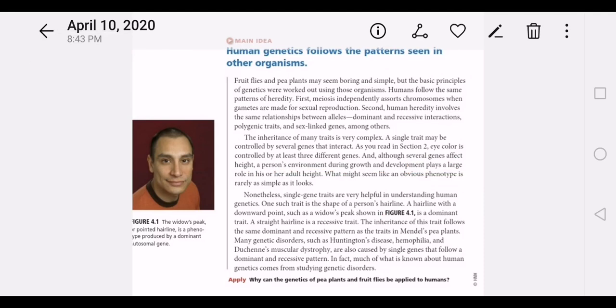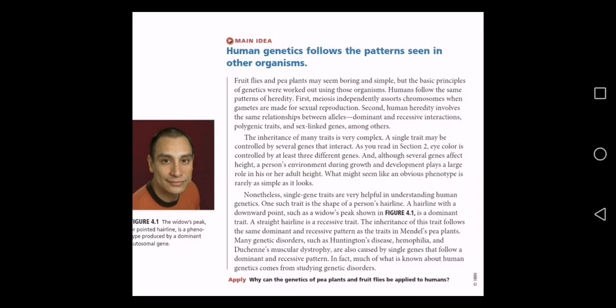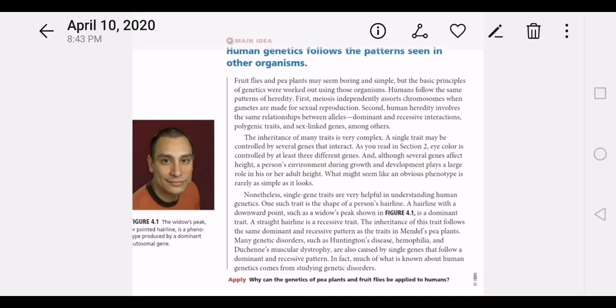But this is just an introduction about how these principles of genetics that we studied using the pea plant and the fruit fly also apply in the human case. تمام? Studying these principles is so important, okay, in what? In predicting disorders in the offspring or in the kids, okay?